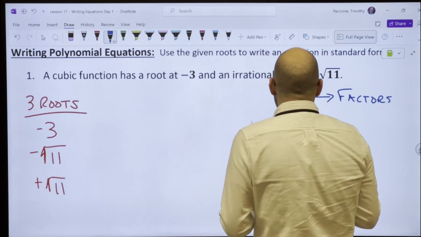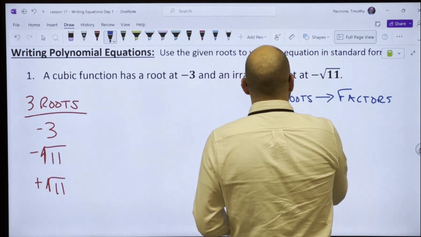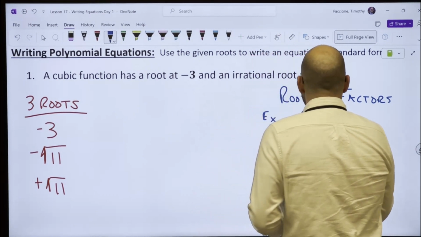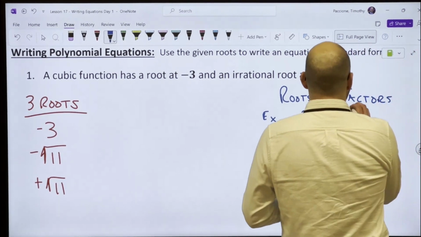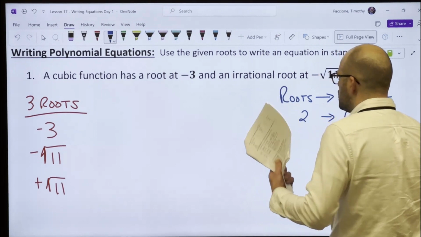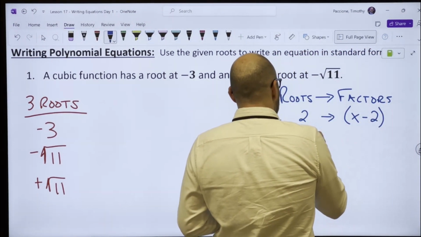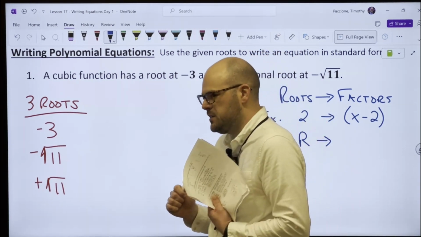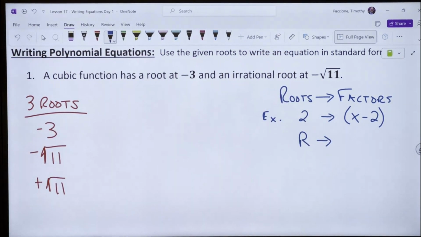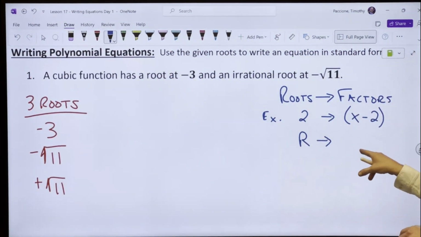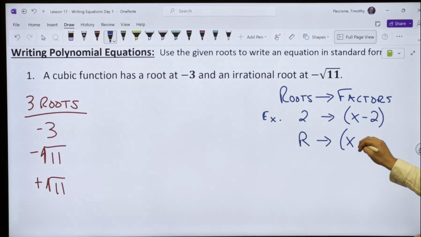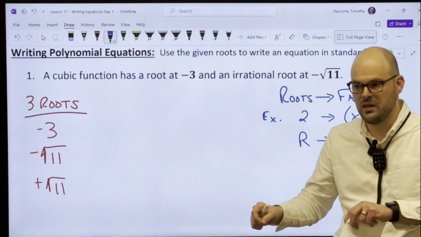Okay? If I have a root, let's say I have a root of 2, what's the factor? It's not negative 2, it's x minus 2, right? So what did we just do? We didn't switch signs. Yes, we switched signs, but that's not all we did. We had, let's say, root r, and we changed it to factor form, which would mean it would be x minus r. So we take the root, and then we go x minus the root, and that gives us our factor.